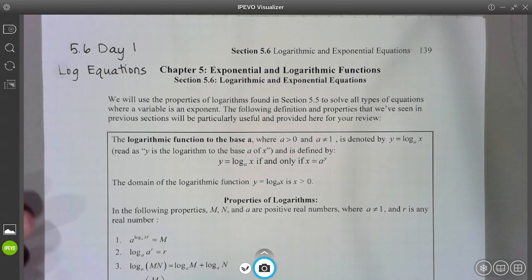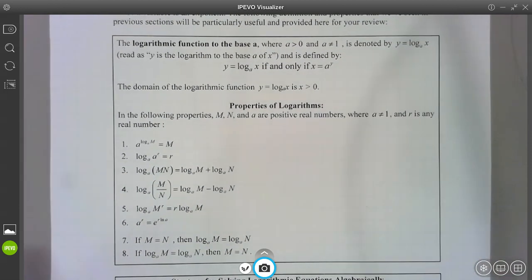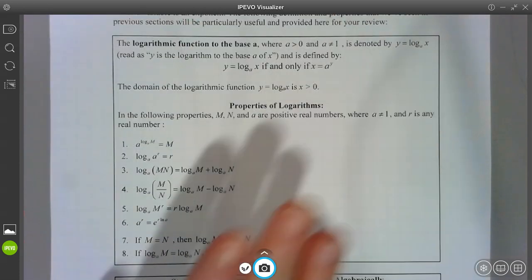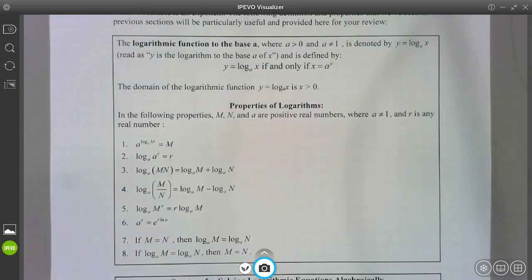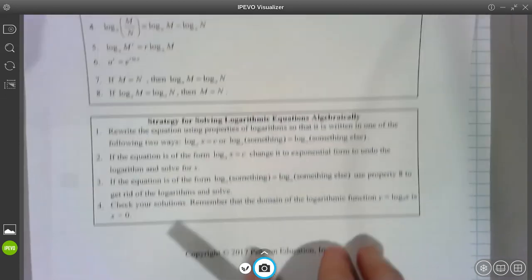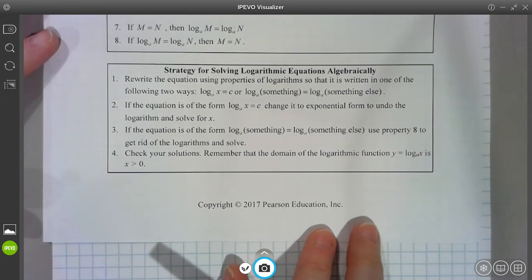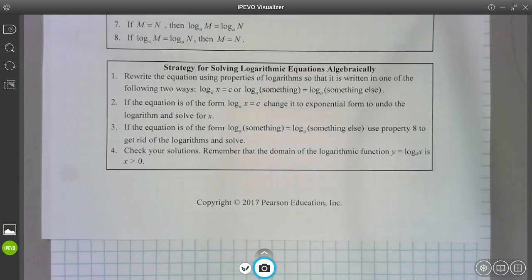All right. So what they did is they've listed in one safe place all of these log properties: how you can break a log apart, how you can put a log back together, what it's okay to do with logarithms. All of your properties are listed right here for you. I'm not going to read them, but there they are. When we start solving log equations, they've given you a list of steps and certain strategies that you can use.